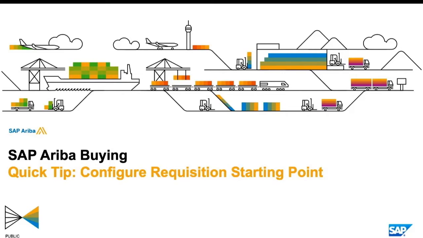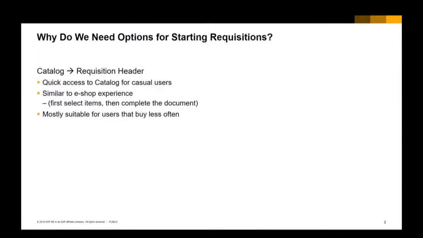In today's quick tip, I'm going to show you how to configure the starting point for entering requisitions in SAP Ariba Buying Solution. Ariba Buying Solutions offers two options to create requisitions for the users. First is starting in a catalog view, selecting the items to the shopping cart and selecting the checkout and finalizing the requisition as a document, which is very similar to any regular eShop experience for any users.